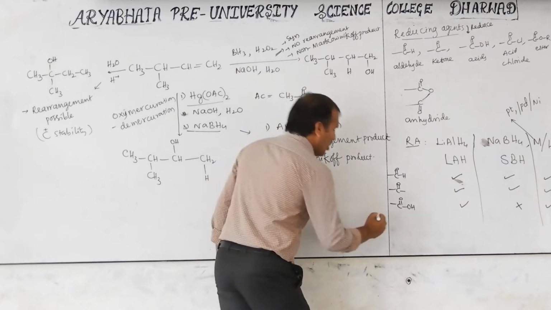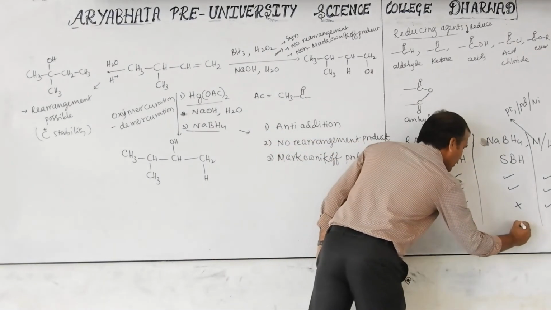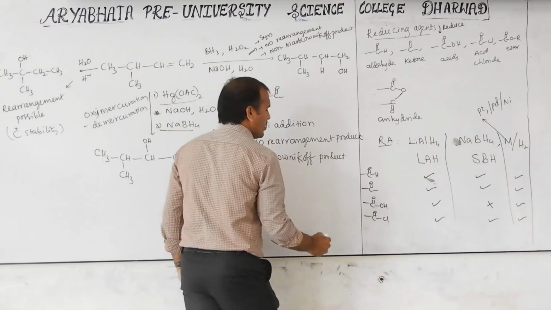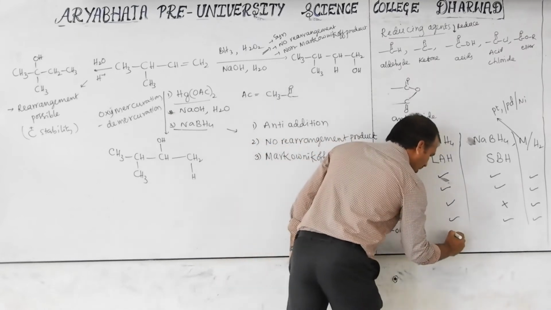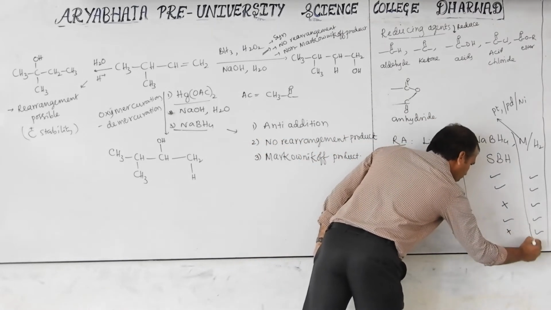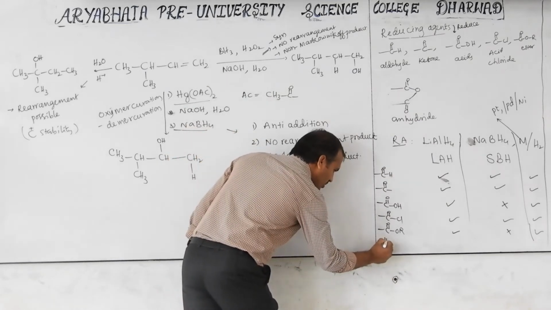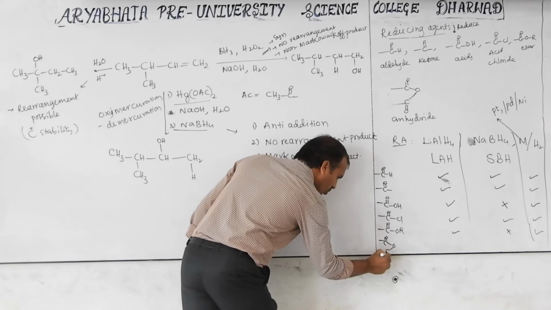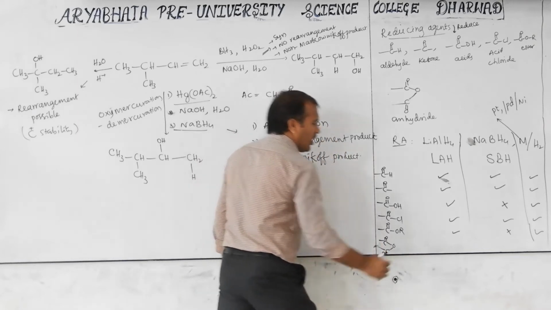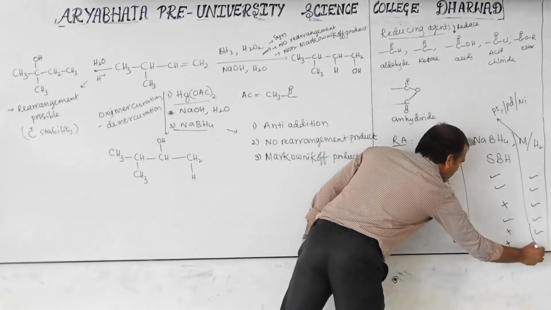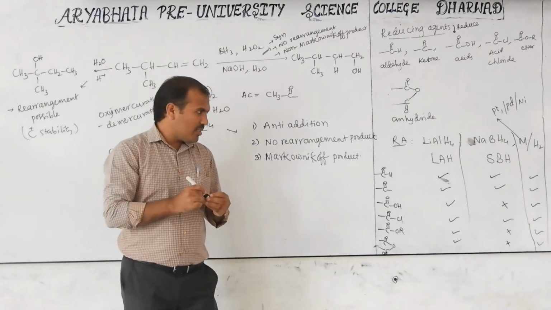Next, acid chloride: yes, yes, yes. Next, ester: here yes, here not okay, here yes. It will be reduced. Next, anhydride: C double bond O, C double bond O, consider the bond. Here yes, here no, here yes. So if you remember this table, it is easy for competitive exams.